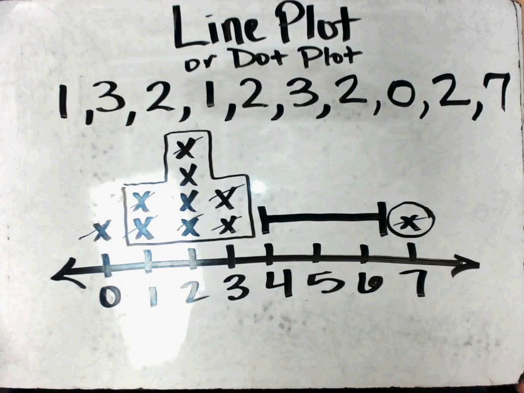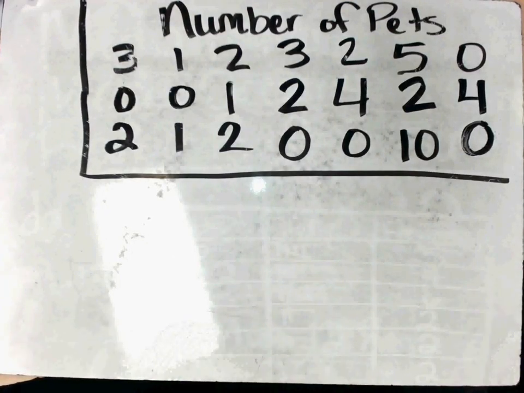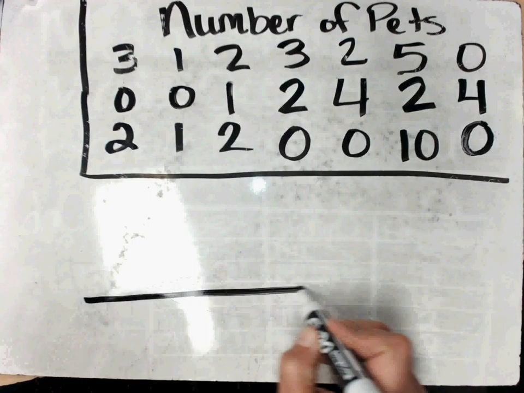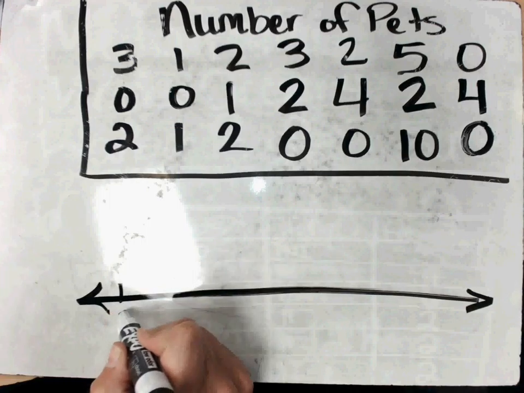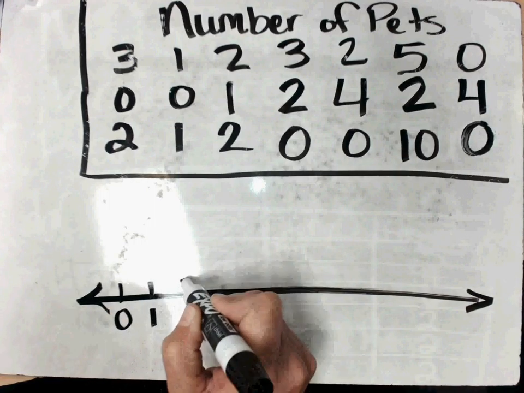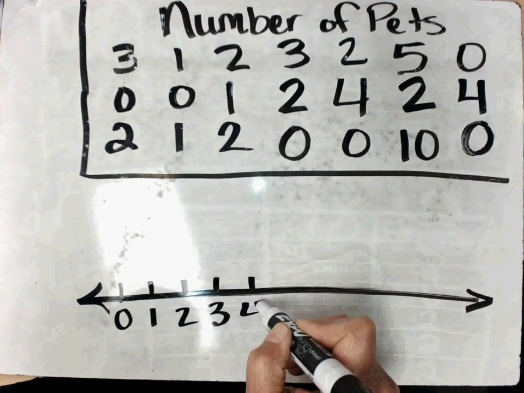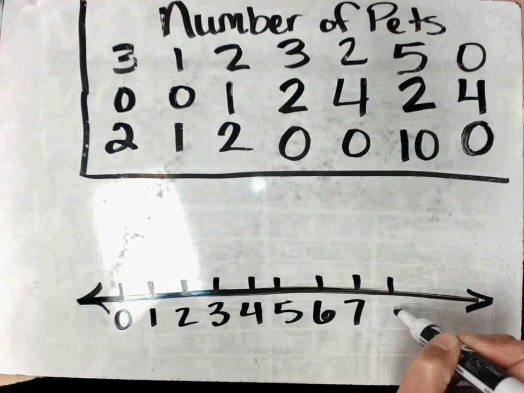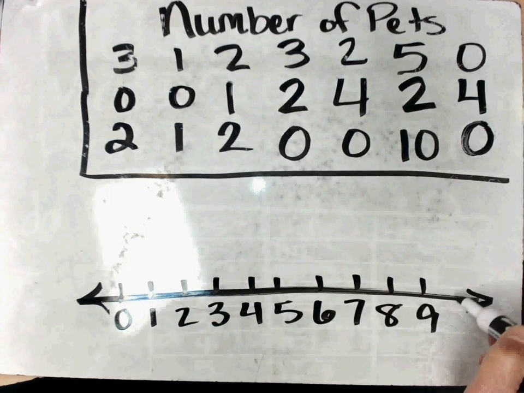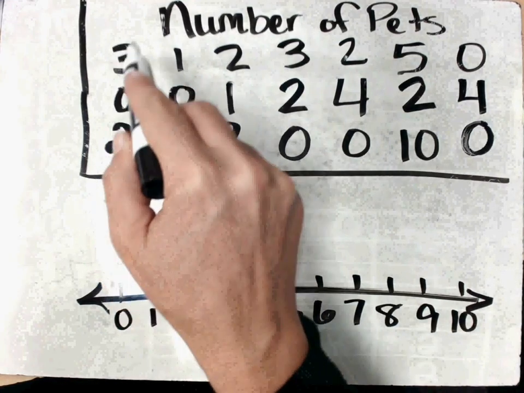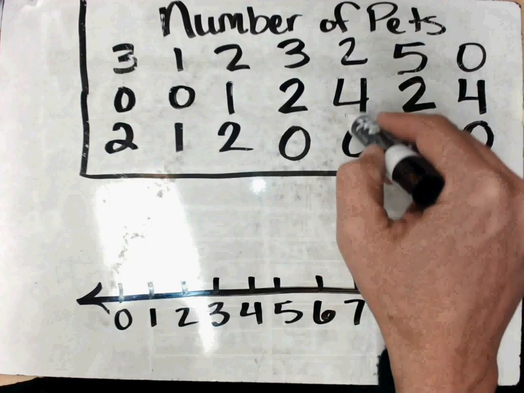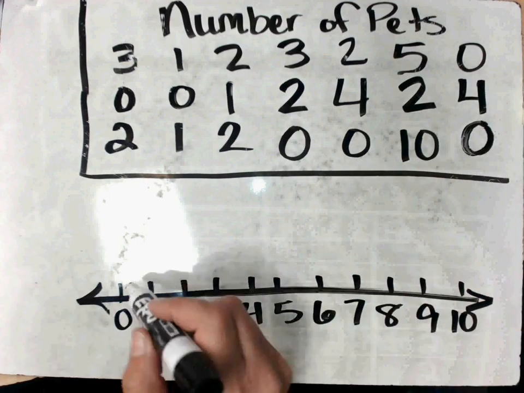Let's look at one more set of data and do one more line plot. We have our number of pets again, okay? So our number of pets, it looks like the smallest number of pets is 0. The largest number is 10, so we have to number 0 to 10. Barely get it in there. Okay, so now we'll count up how many zeros. So there's 1, 2, 3, 4, 5, 6 zeros.